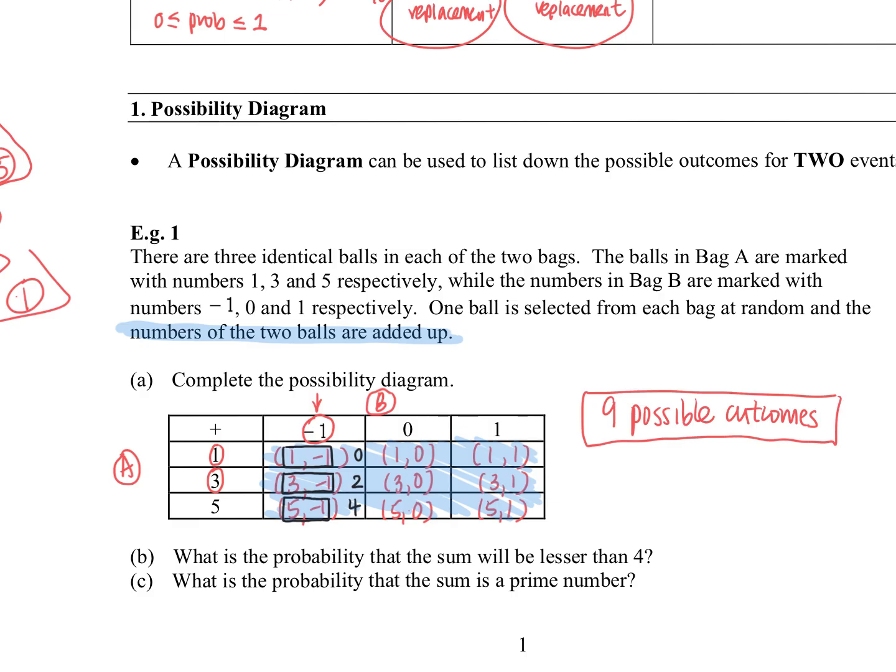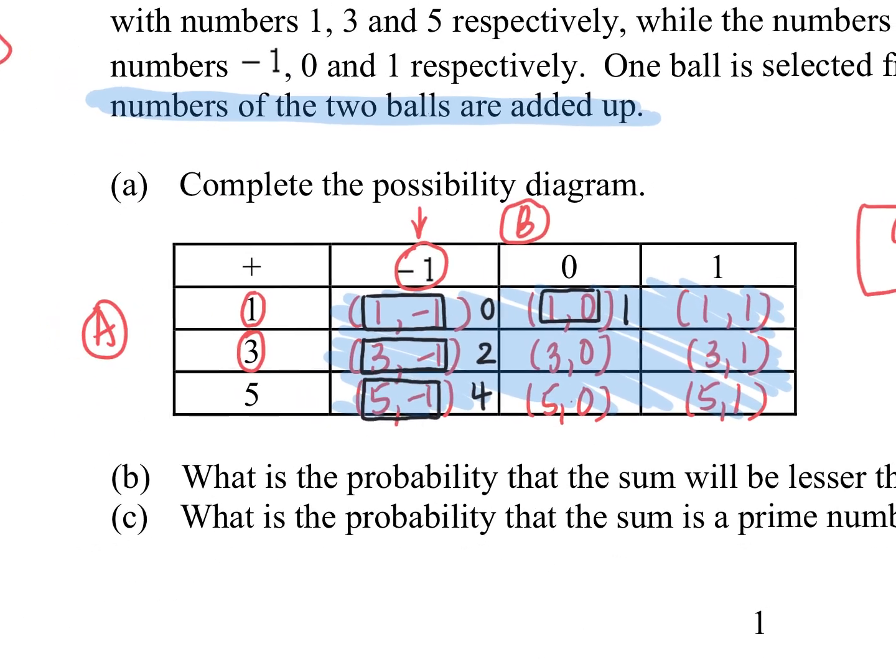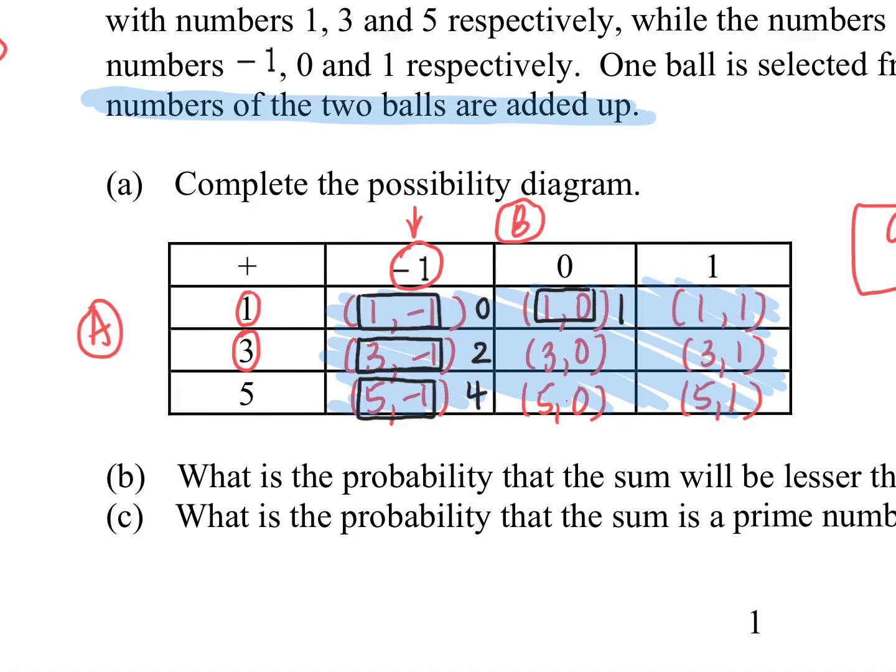So this is 4. 1. This is 3. 5, 2, 4, and 6. Okay, so we sum up all the numbers that you see on the balls and then total up the scores. Why you want to do that is because later it will be easier when you do calculation.